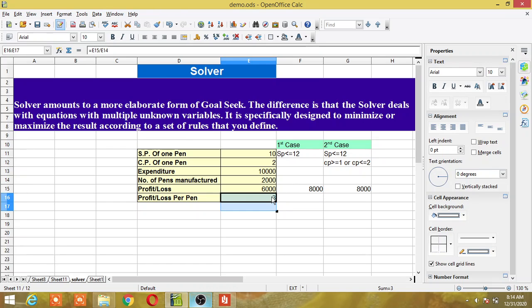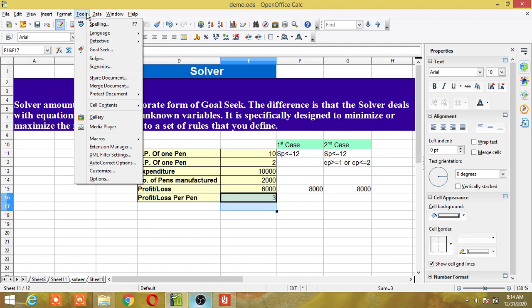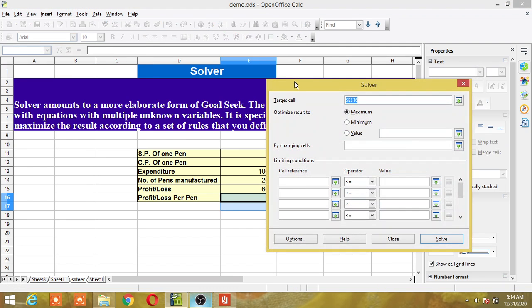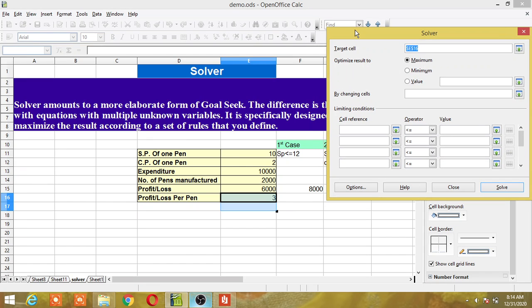For that I have to go to the tools option and then I have to select solver. Now this will give us a dialog box. Now it's asking for a target cell. In this I have to give the cell address of this 6,000, because this is the cell I am targeting.